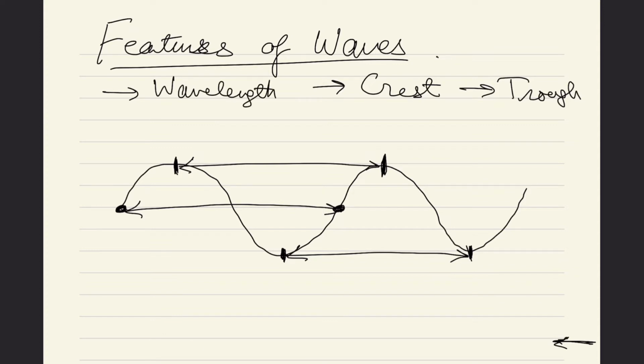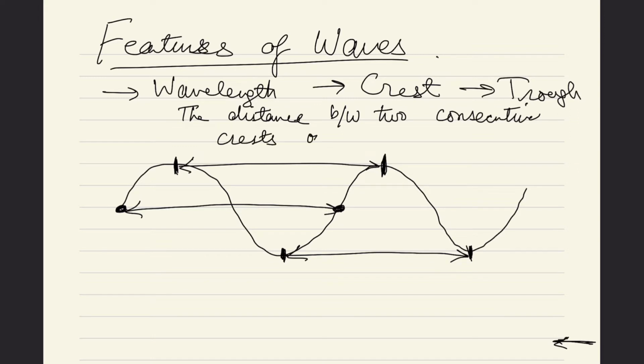So crest, as I told you, is the positive peak, trough is the negative peak, and wavelength is basically, let me just write down the definition over here, the distance between two consecutive crests or two consecutive troughs. That distance is called the wavelength. All right, so we have discussed three more features of the wave: wavelength, crest, and trough.